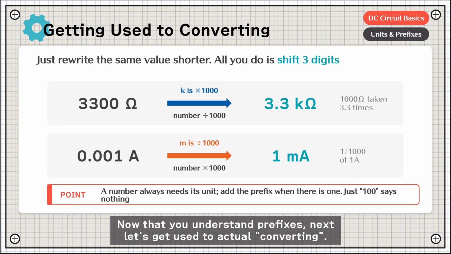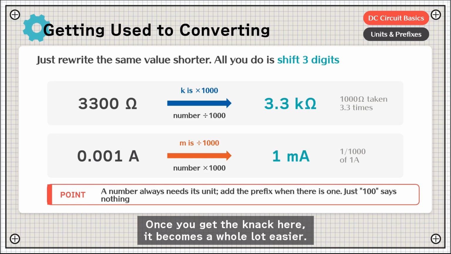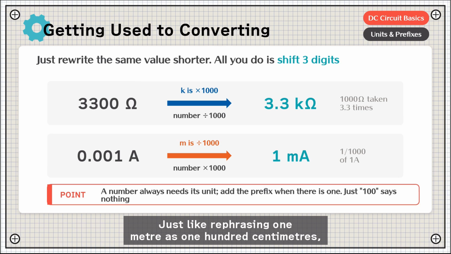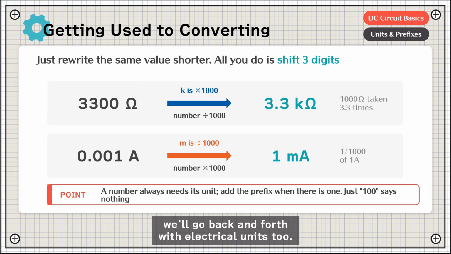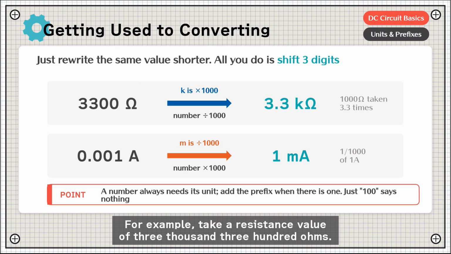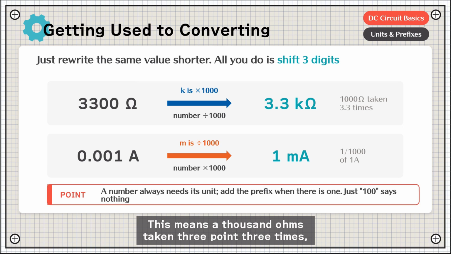Now that you understand prefixes, next let's get used to actual converting. Once you get the knack here, it becomes a whole lot easier. The way of thinking is the same as converting units on a ruler. Just like rephrasing 1 meter as 100 centimeters, we'll go back and forth with electrical units too. For example, take a resistance value of 3,300 ohms. This means 1,000 ohms taken 3.3 times, right?